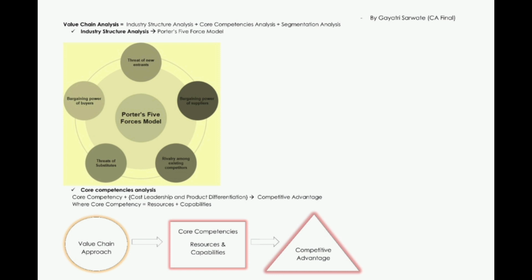Now, the question is, how is this value chain analysis implemented? The value chain analysis requires internal as well as external information, and this information needs to be organized. And this organization is possible because of a strategic framework for value chain analysis, and this framework includes three types of analysis. First, industry structure analysis, second, core competency analysis, and the third is segmentation analysis. Now let's recall these three analyses. First, industry structure analysis, which is also called the Porter's 5 force analysis.